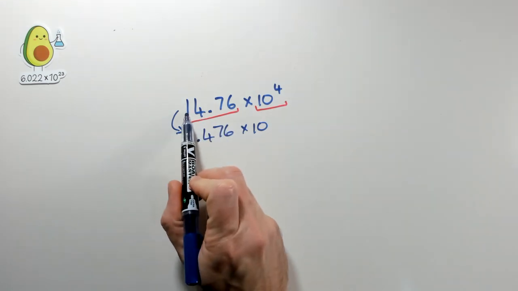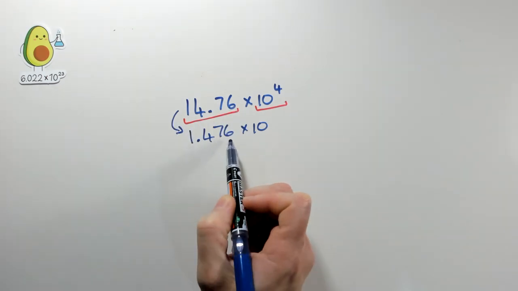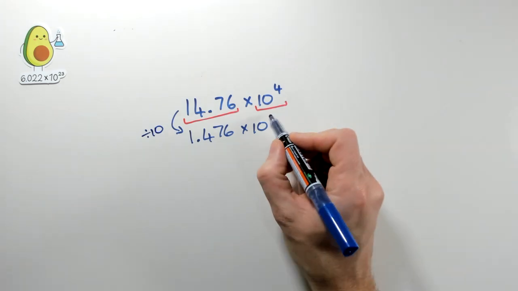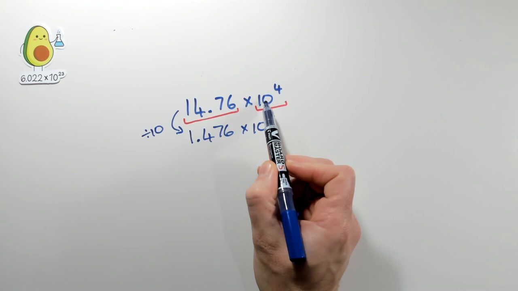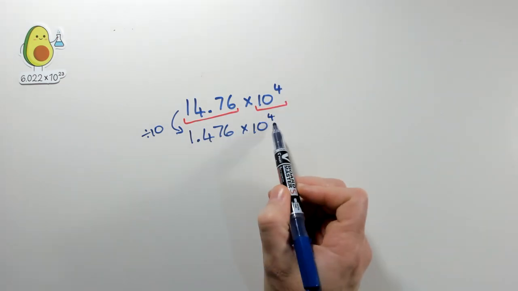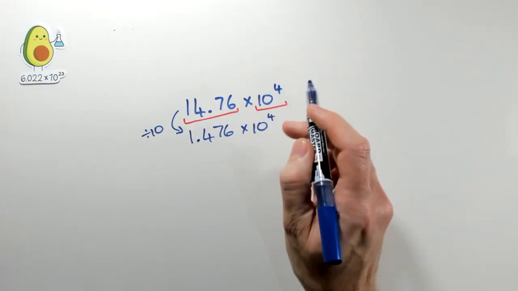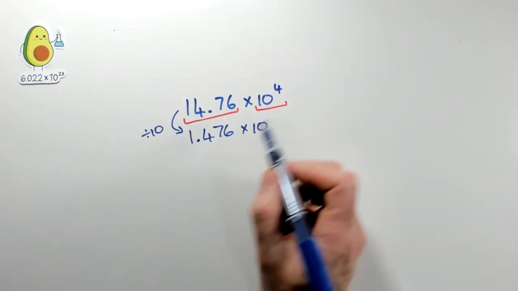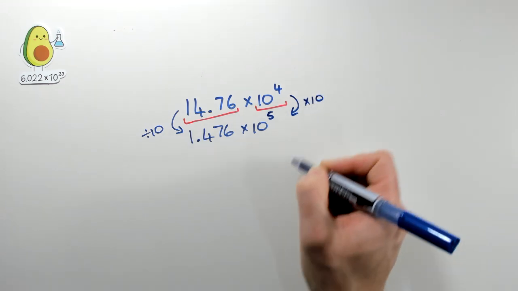So what did I do with 14.76 to get to 1.476? Well, I divided by 10. So you would agree 14.76 times 10 to the power of 4 is not going to be the same as 1.476 times 10 to the power of 4, because these parts are the same, but this number is much bigger. So in order to have this balanced out, this can't be a 4, it's going to have to be a 5. Basically, I'm multiplying by 10.